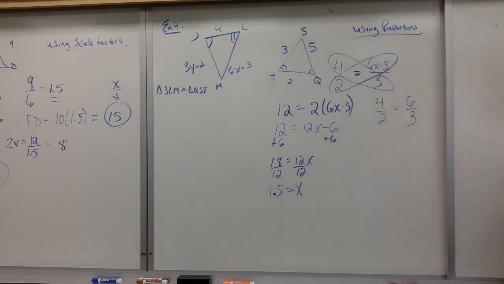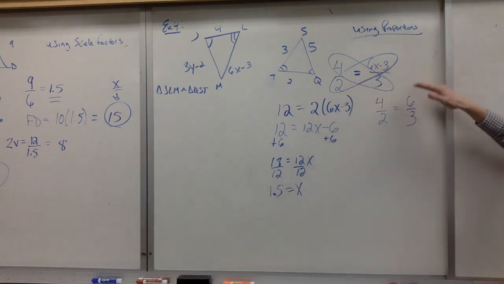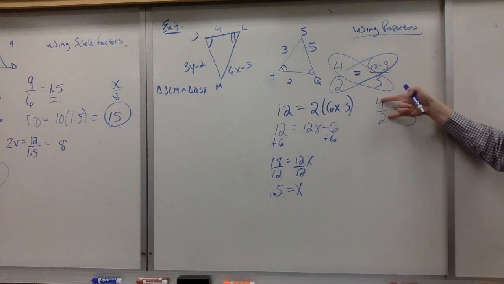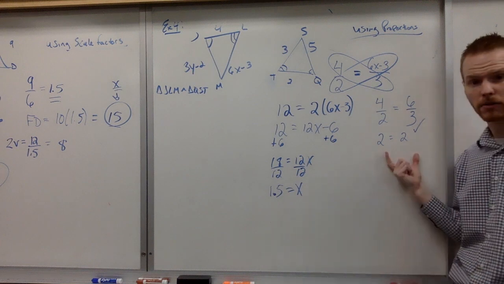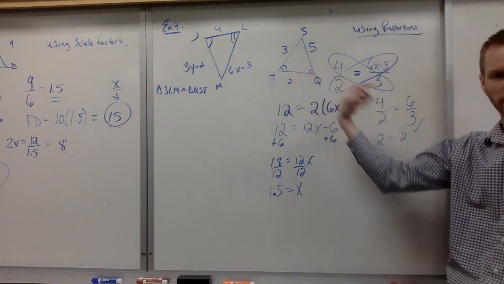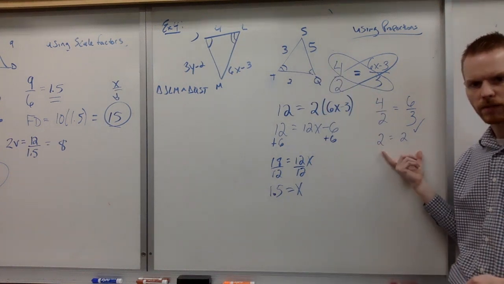Okay, so look what happened. When I plug this back into here, I get 4 over 2 equals 6 over 3. Is that a true statement? Absolutely. 4 over 2 is 2. 6 over 3 is 2. And that's the scale factor, right? 2. That's what we talked about before we jump into this. Does that make sense? Okay.